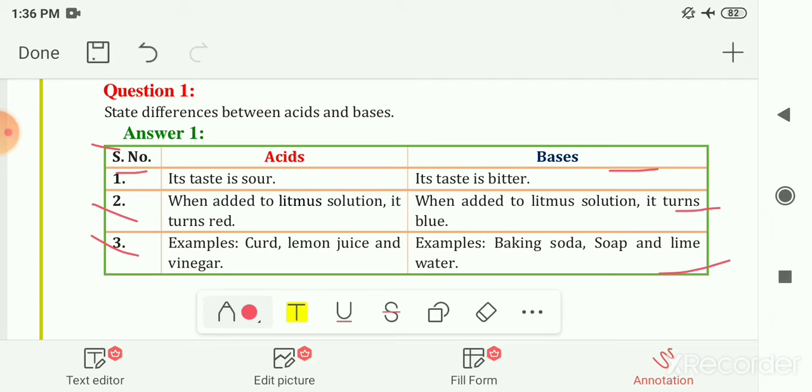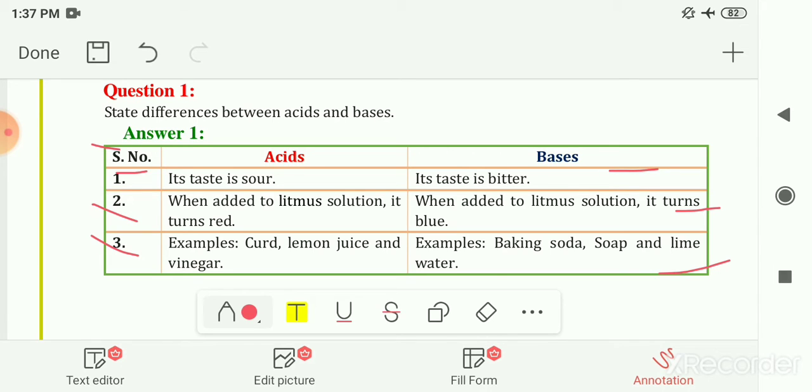Other than this, you can also write that acids remain colorless when phenolphthalein solution is added to them. And in bases you can write that they give pink color with phenolphthalein solution. So this is the difference between acids and bases.